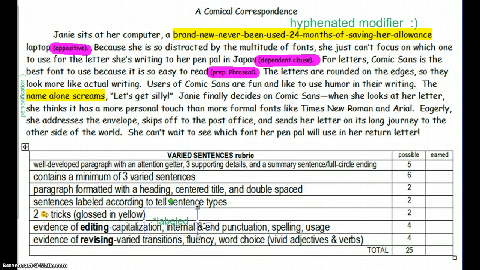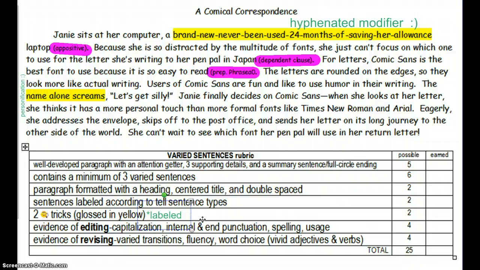And so if you look up at my example up here, I have mine highlighted or glossed in yellow. A brand new, never been used, 24 months of saving her allowance laptop, and that's a hyphenated modifier. And then mine over here, highlighted in yellow, name alone screams, which is personification because a name cannot scream. And so I want them to try, and it's not worth a lot of points, but I really do want them to get into the habit of trying to put these into their writing, because I think the more they do it, the more natural it's going to become for them.